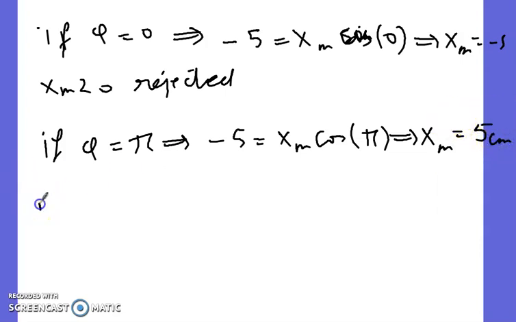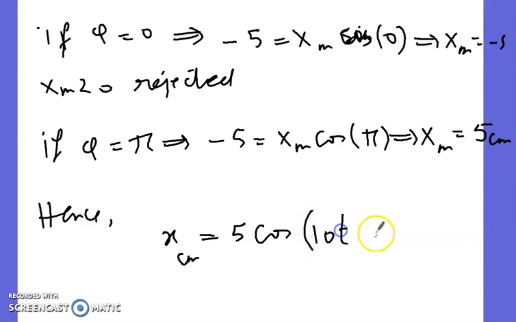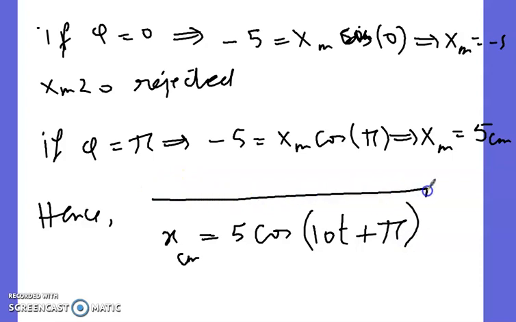This is acceptable. Hence, we get the time equation: x equal xm, which is 5 centimeter. You get it in centimeter if you like. x equal 5 cosine 10t plus pi. And here is the time equation of this pendulum.